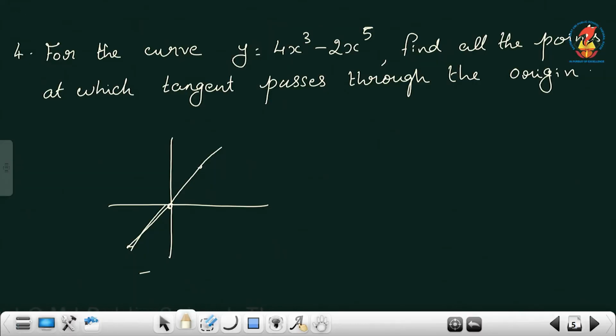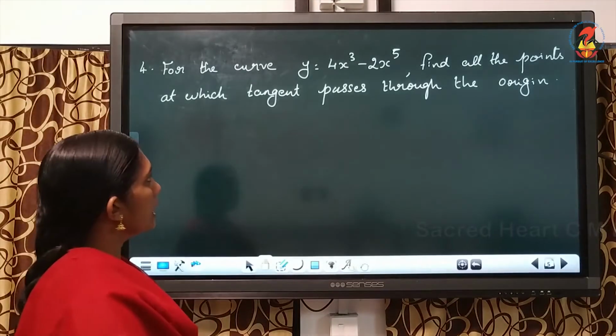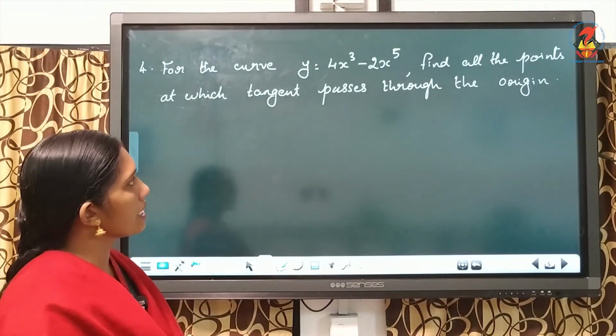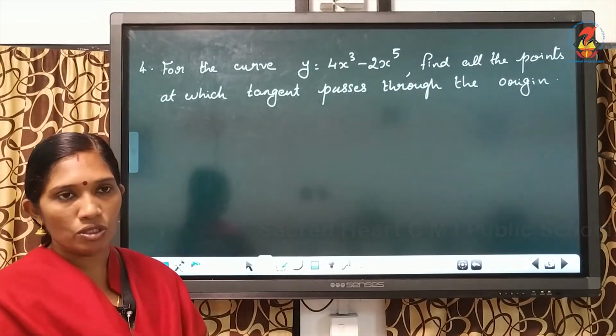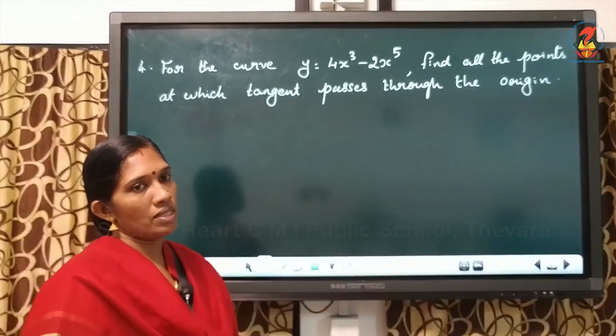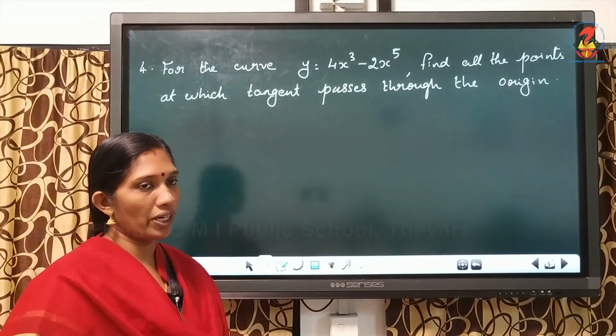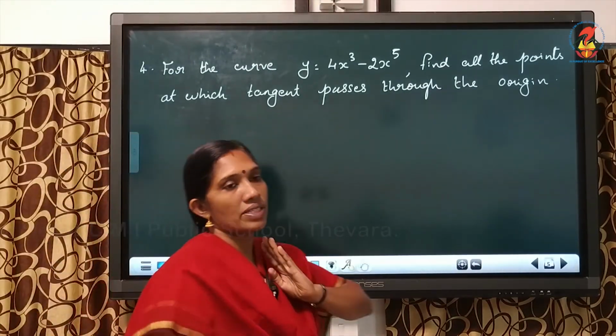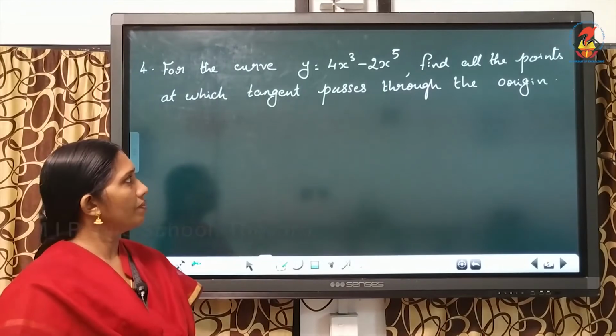Now the next one. For the curve y is equal to 4x cube minus 2x raised to 5, find all the points at which the tangent passes through the origin. Once again, the curve equation is given, find all the points. Here also we have to find the points at which the tangent passes through the origin. The slope is not given, the point we have to find, only given that the tangent passes through the origin.